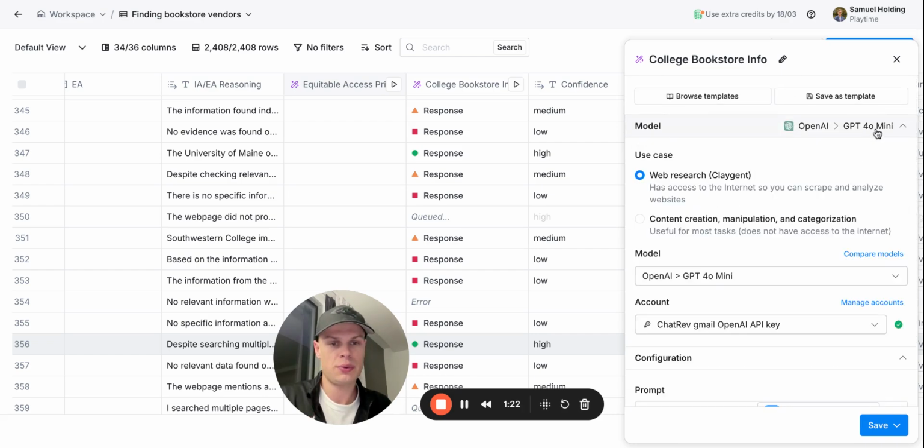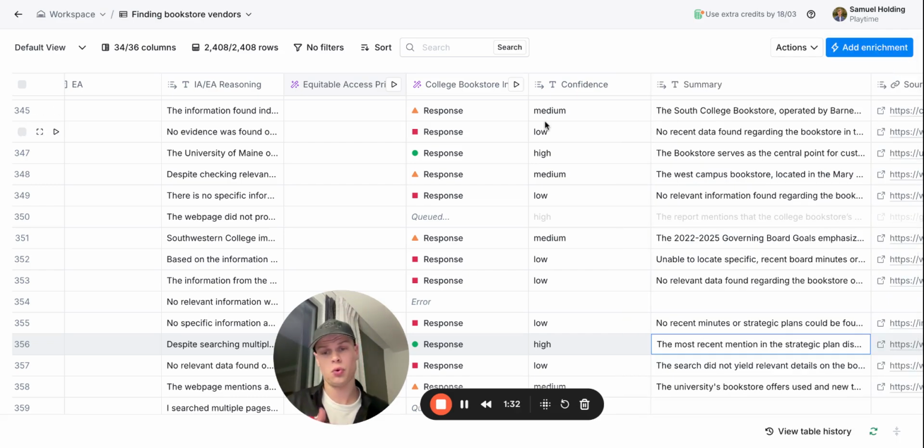To do this, we will use Claygent. I use API keys, way cheaper than using Clay credits. And then we run that through, use 4.0 mini, it's 10 times cheaper than 4.0. The results can be broadly similar.